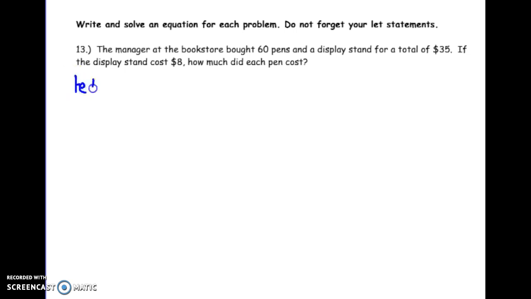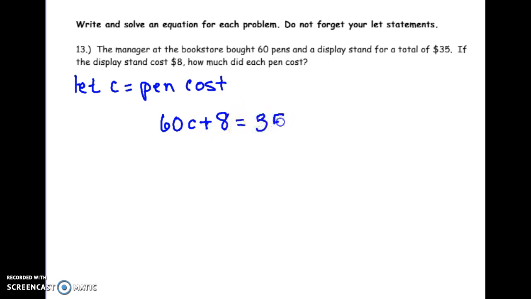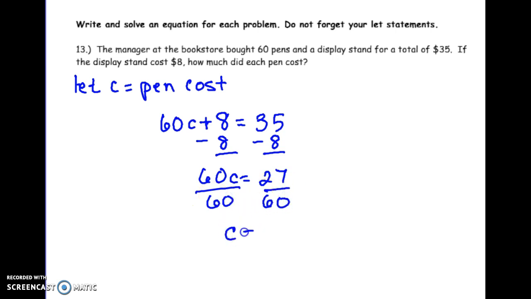So let's start out with our let statement. Let C equal the pen cost. We're not sure how much it is, but we do know we bought 60 of them, so 60 times the cost, plus the cost of the stand, which is just once, so a constant of $8, and we know we spent $35. So there's our equation. Now we just simply have to solve it. When we do that, we end up with 60C is equal to 27. So then when we divide by 60, we end up with our cost is equal to 0.45 or 45 cents.